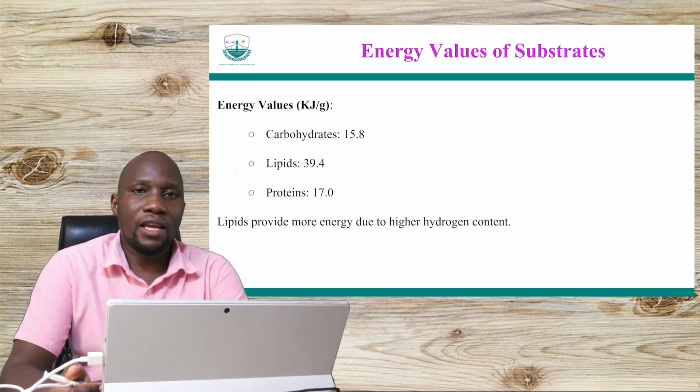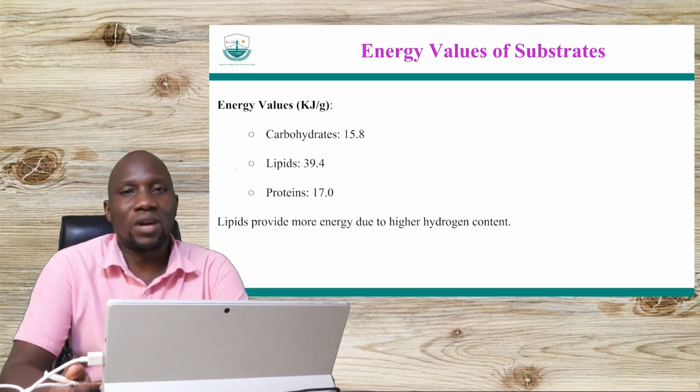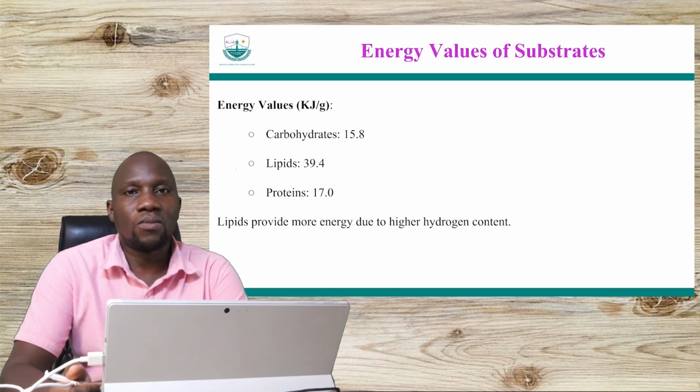So this slide here illustrates that we produce more energy from lipids and then more energy from proteins, but less from carbohydrates. But definitely the body primarily uses carbohydrates for generating energy. The lipids produce more energy. Why? Because of the higher hydrogen content in the lipids compared to the other biomolecules, the carbohydrates and the proteins. So when we ask you which one gives more energy, definitely the lipids.